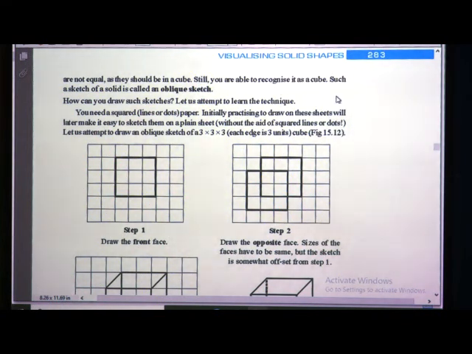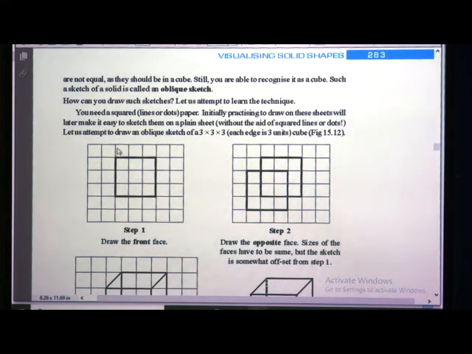Such a sketch of a solid is called an oblique sketch. Here you can see this is known as an oblique sketch. This is a new word for you. After we see some more examples, you will understand. Here we will not show all the sides with equal length, but you can find out that this may be a sketch of a cube.